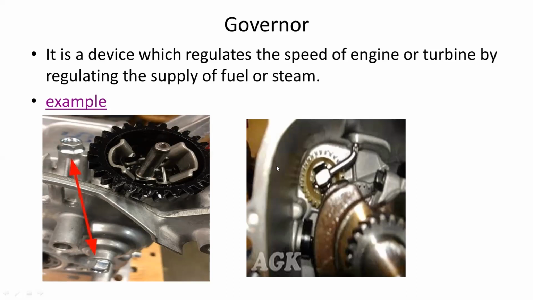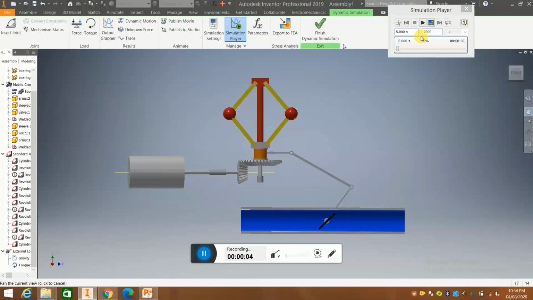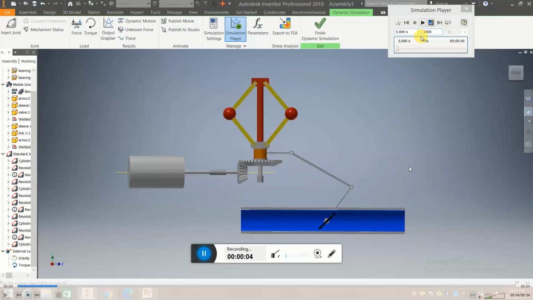It is extremely small if you consider that in the bike, but in case of a turbine, this is extremely large. I will show an example of the governors which are used in turbines in order to control the steam supply. Here you can observe. This is the governor which is used in fuel control in the turbines.